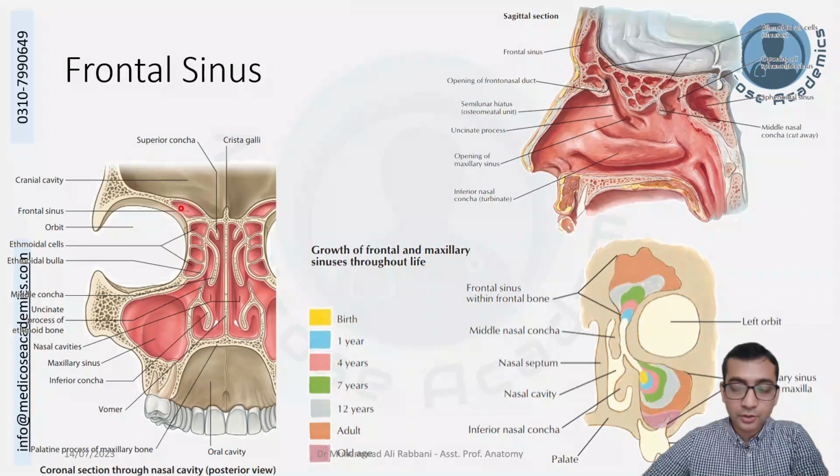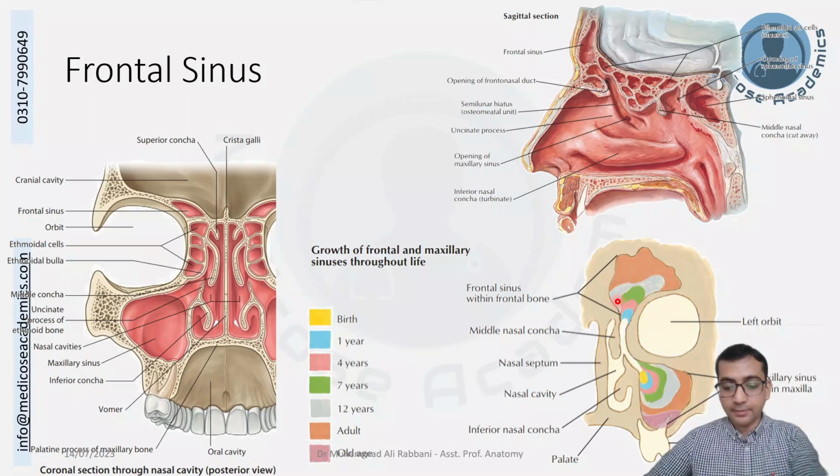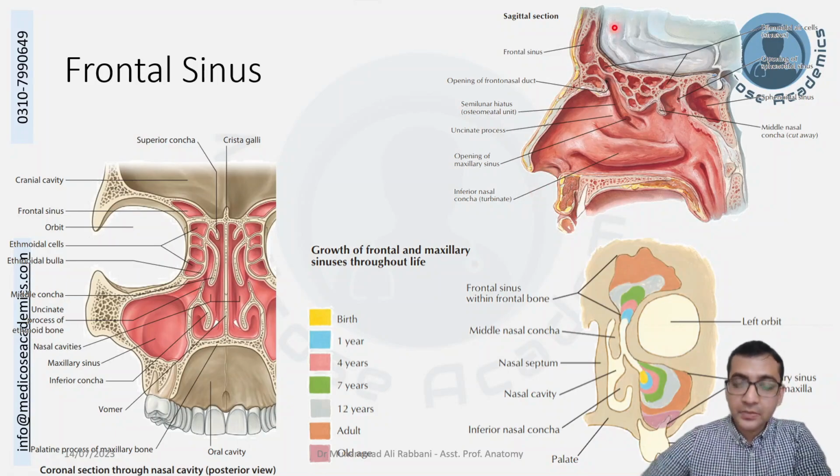It is present on the top in the frontal bone. It is usually present in the vertical aspect, that part that is making the forehead, and it may extend horizontally onto the orbital plate of the frontal bone also. The important MCQ regarding this is, this is the only sinus that is not present at birth. You may look at the yellow color that is absent right here. It is the only sinus that is not present at birth.